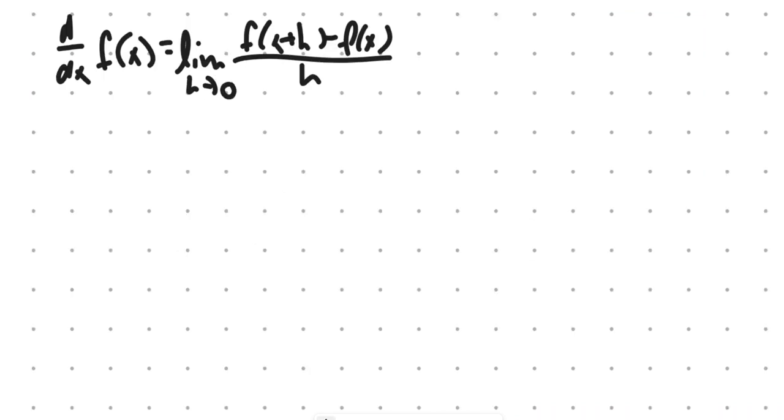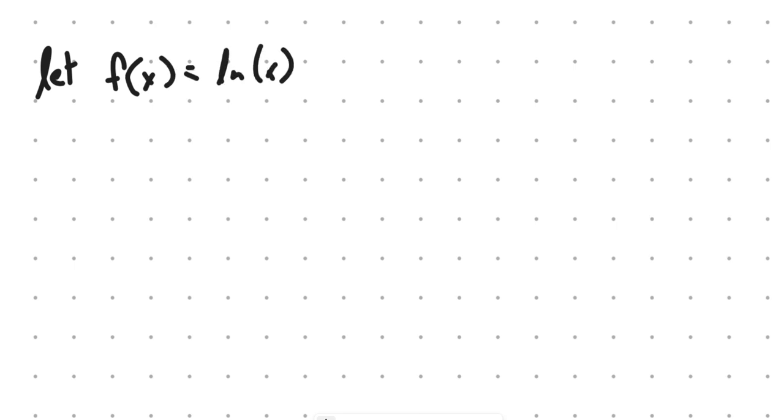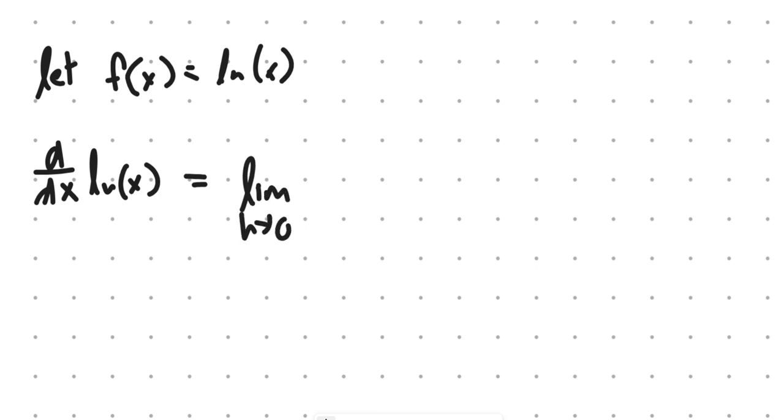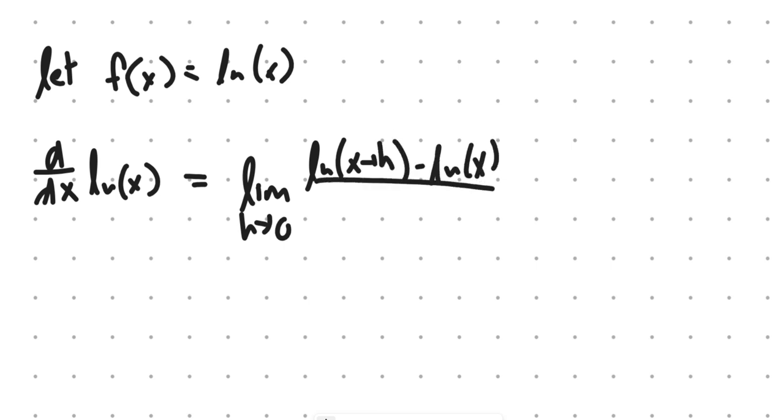Now, as you know, the definition of a derivative for any function f of x is equal to the limit as h approaches 0 of f of x plus h minus f of x divided by h, which would also equal f prime of x. Now, for the ln of x function, we just let f of x be equal to ln of x, which means if we take the derivative of ln of x, we would take the limit as h approaches 0 of ln of x plus h minus ln of x divided by h.